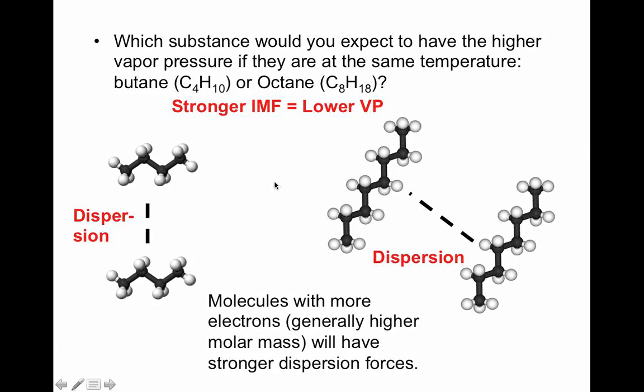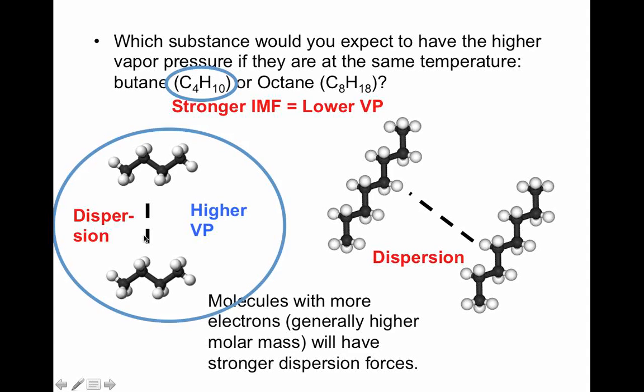In general, molecules with more electrons, or another way to get at that is if it has a higher molar mass, will have stronger dispersion forces. Octane is bigger than butane, so I would expect that octane has stronger intermolecular forces, therefore it's going to have a lower vapor pressure. The question asks which one has a higher vapor pressure, so I would expect that because butane has weaker dispersion forces than octane, it will have the higher vapor pressure.